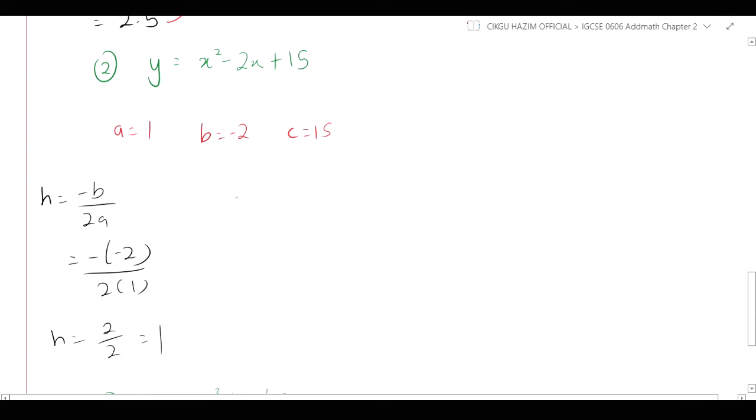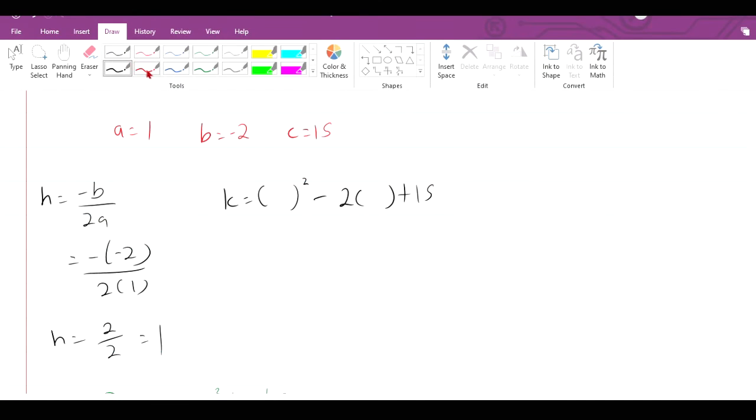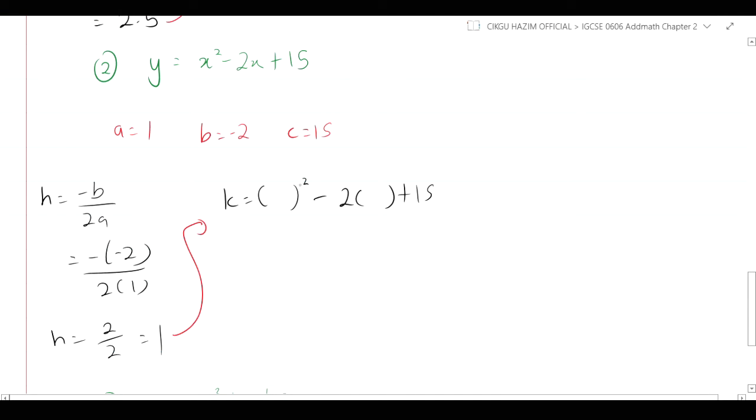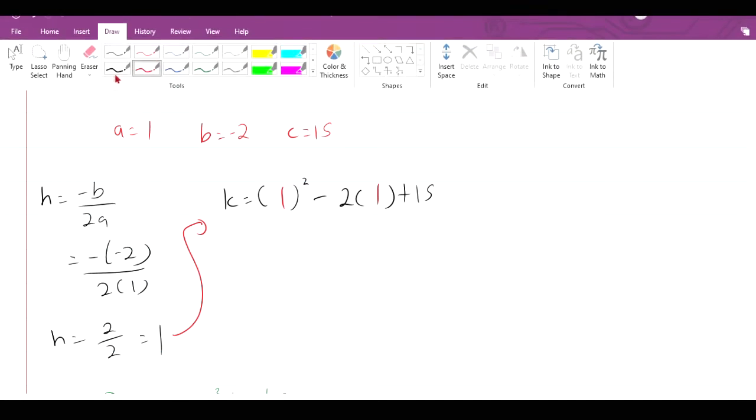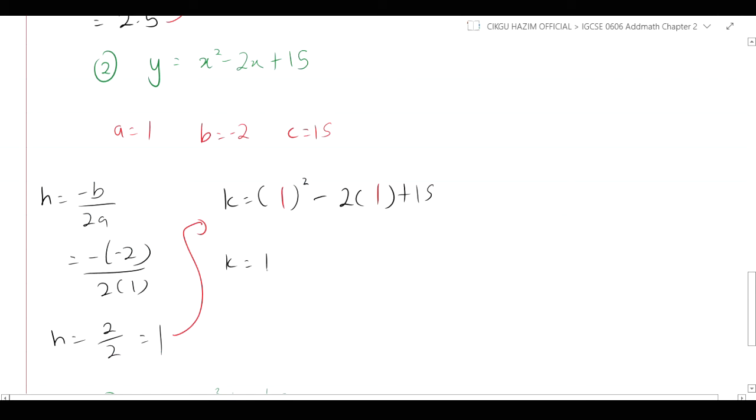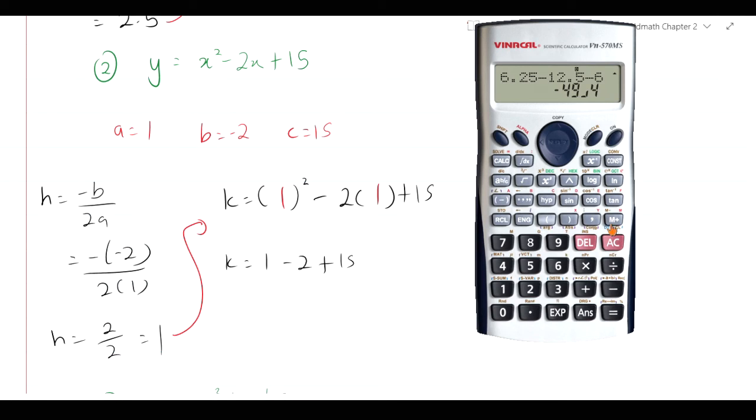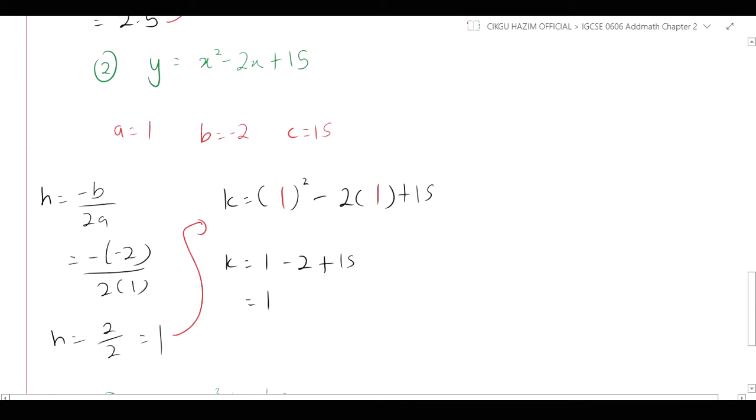Then how to find the value of k? Put it back in the initial equation. So k equals 1 squared minus 2 bracket 1 plus 15. Then k equals 1 minus 2 plus 15. Even if you're not confident, press it in the calculator, no problem. And then plus 15, what you're going to get here is positive 14.